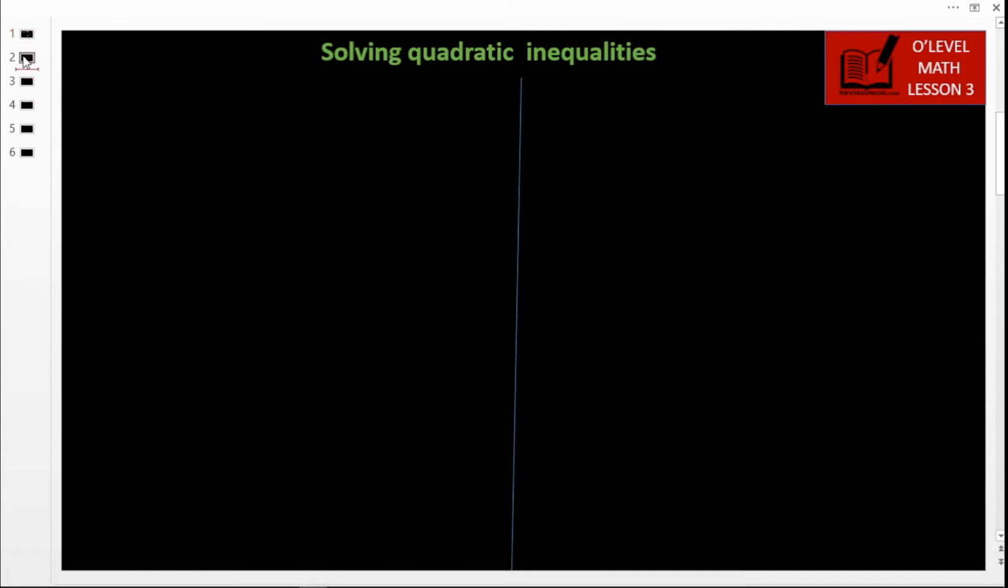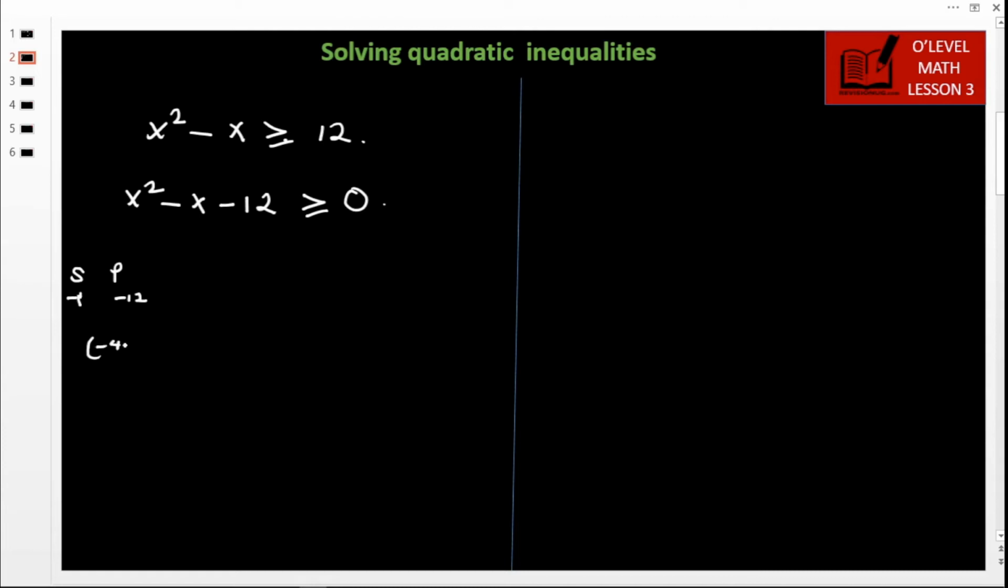Alright, so let us look at another example. This one is saying x squared minus x is greater or equal to 12. Remember, it is a quadratic, so we have to write it in quadratic form. So we get x squared minus x minus 12 is greater or equal to 0, because when 12 crosses over, it becomes minus 12. So our sum is -1 and the product is -12. Two numbers that multiply to give -12 and add to give -1: those factors are -4 and 3.